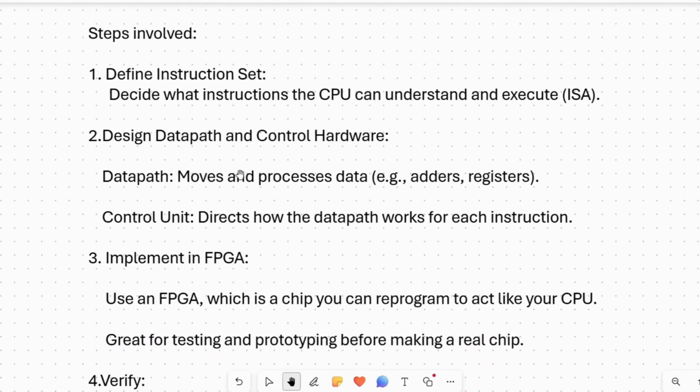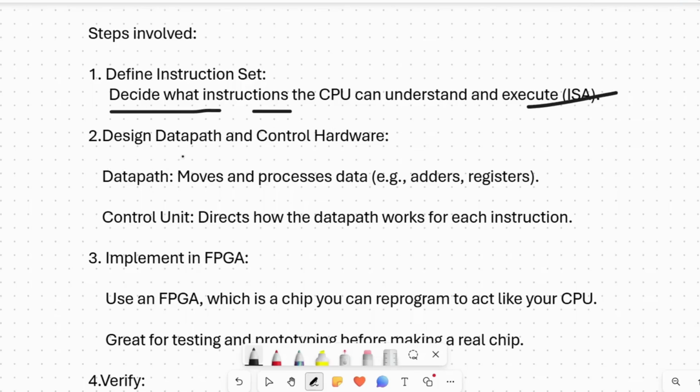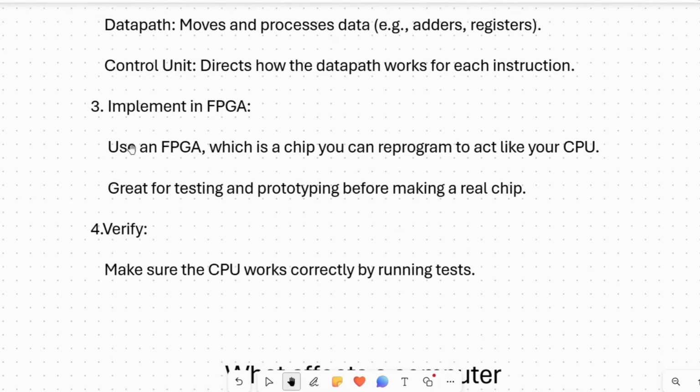The steps involved are: define the instruction set, deciding what instructions the CPU can understand and execute. Design the data path and control hardware. The data path moves and processes data, and the control unit directs how the data path works for each instruction. Then implementation in FPGA, a chip you can program to act like your CPU. It is great for testing and prototyping before making a real chip.